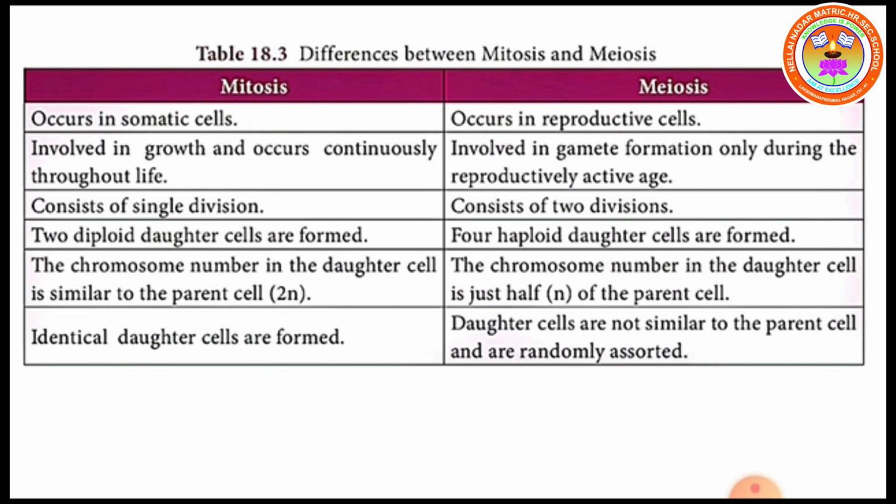Another important feature: mitosis always produces identical daughter cells. So mitosis gives identical daughter cells at the end of cell division, but in meiosis, the daughter cells are not similar to the parent cell and are randomly assorted. So the daughter cells formed in meiosis are not similar to their parent cell and they are randomly assorted.